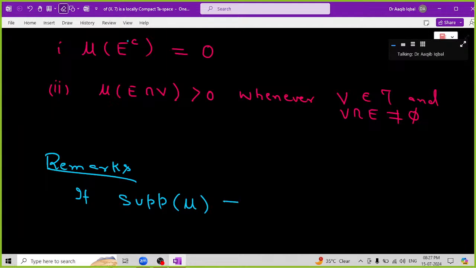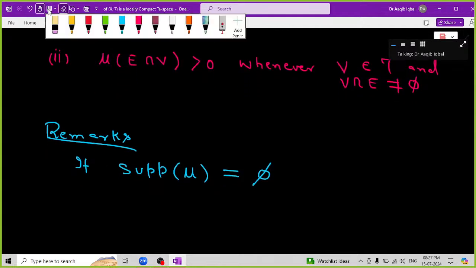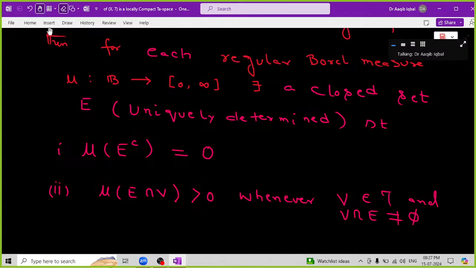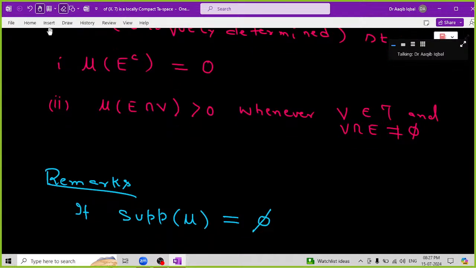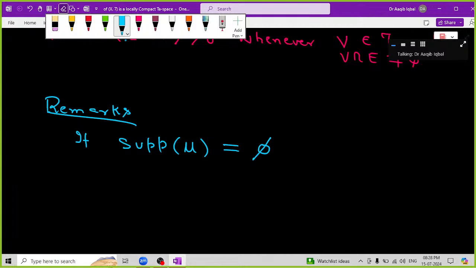If this support of mu is phi, if the support is an empty set, तो इस केस में आप मुझे क्या बता सकते हैं? What can you tell me about this mu then? Well, we know that if E is the support, then the measure of its complement is 0. So if phi is the support, then measure of the complement of phi will be 0. And what is complement of phi? That's X. So in this case, measure of X will be 0.